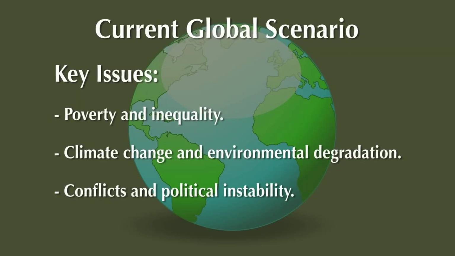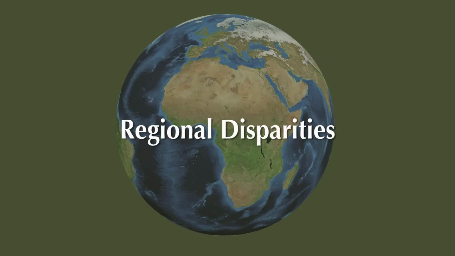Now, what are the key issues which create this kind of problem globally? The first issue is the problem of poverty, particularly in underdeveloped countries, as well as inequality both in developed and underdeveloped countries. Another key issue, as I have already mentioned, is climate change and environmental degradation globally. Conflict and political instability is also considered to be a key issue globally, which creates food insecurity for the needy people.